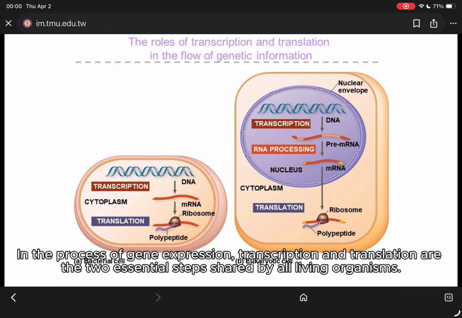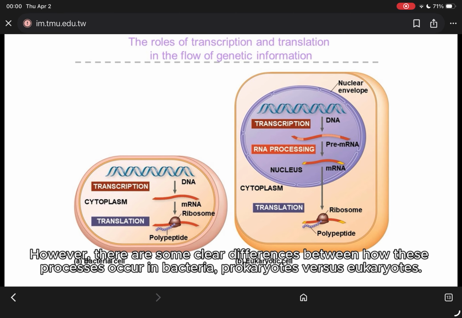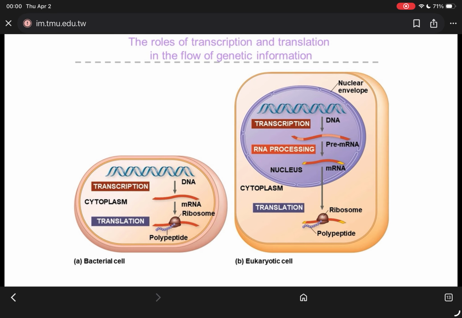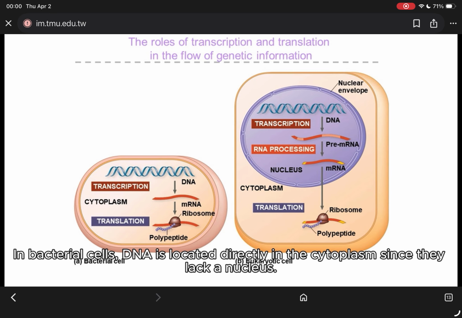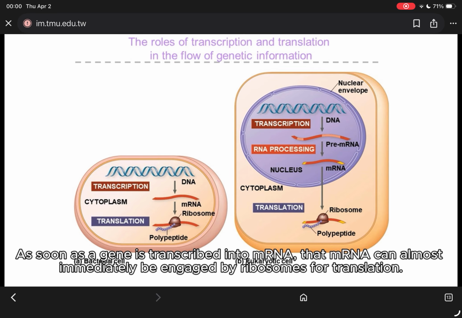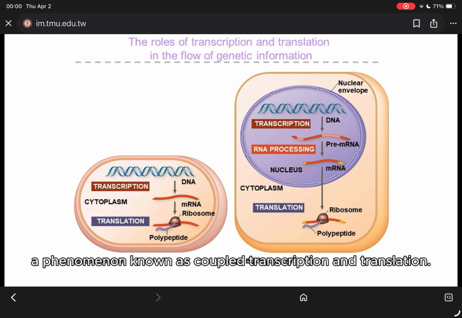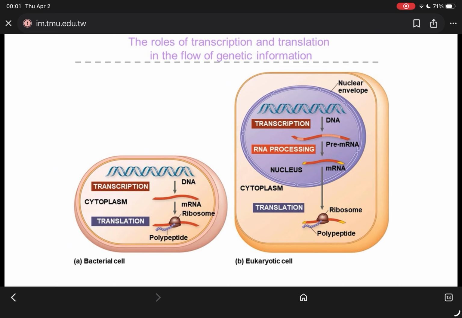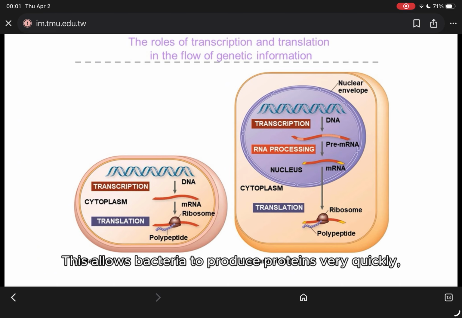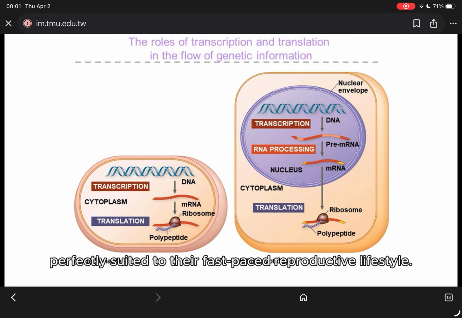In the process of gene expression, transcription and translation are the two essential steps shared by all living organisms. However, there are some clear differences between how these processes occur in bacteria, prokaryotes, versus eukaryotes. Let's start with bacteria. In bacterial cells, DNA is located directly in the cytoplasm since they lack a nucleus. As soon as a gene is transcribed into mRNA, that mRNA can almost immediately be engaged by ribosomes for translation. In other words, transcription and translation occur simultaneously, a phenomenon known as coupled transcription and translation. This allows bacteria to produce proteins very quickly, perfectly suited to their fast-paced reproductive lifestyle.